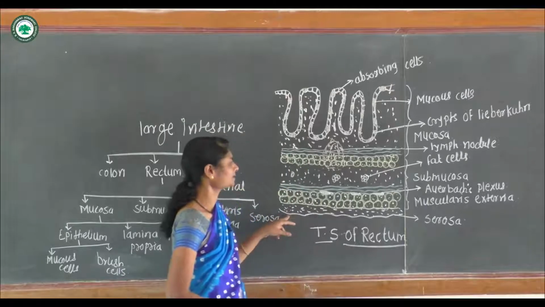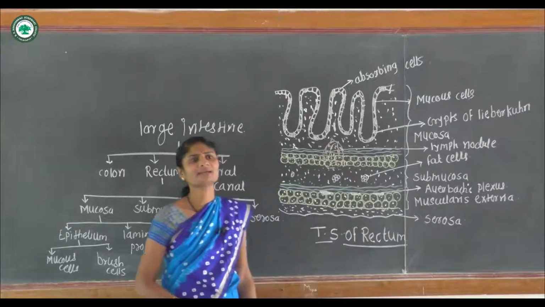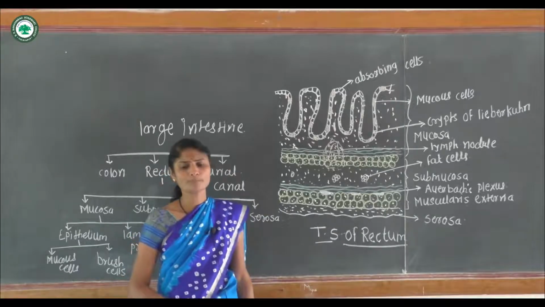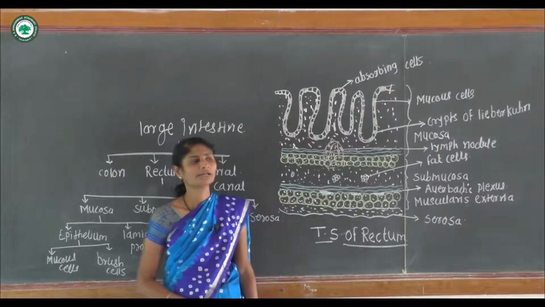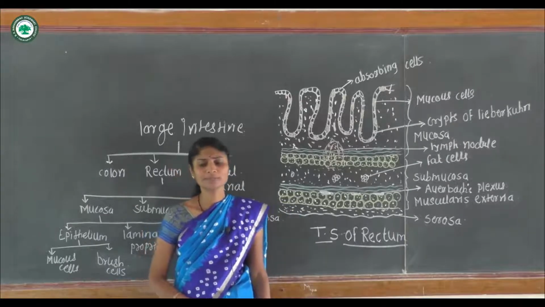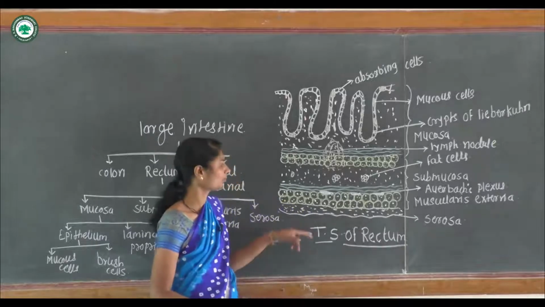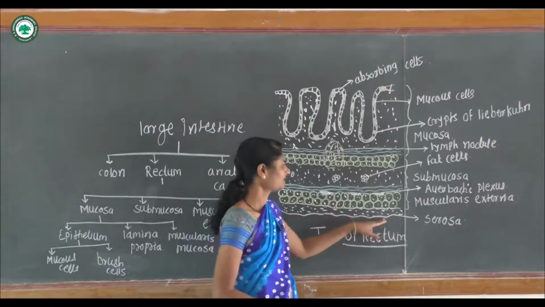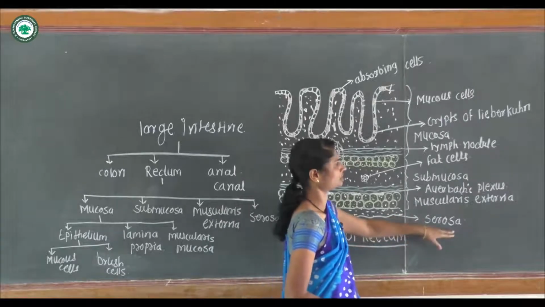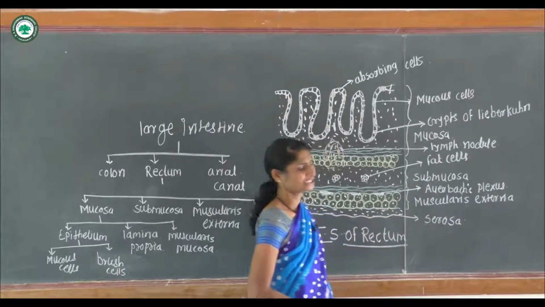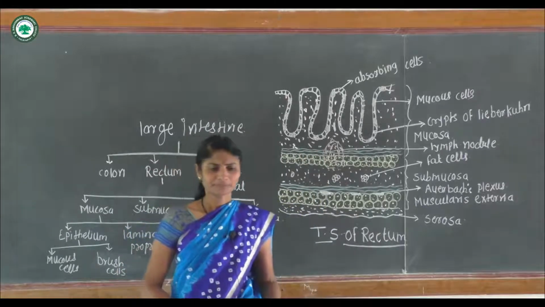Next layer is serosa layer. This serosa layer is mainly composed of connective tissue and it is the outermost incomplete layer because mesothelium covering is absent in this rectum. Mesothelium covering is absent in the serosa layer, so it is called an incomplete serosa layer.